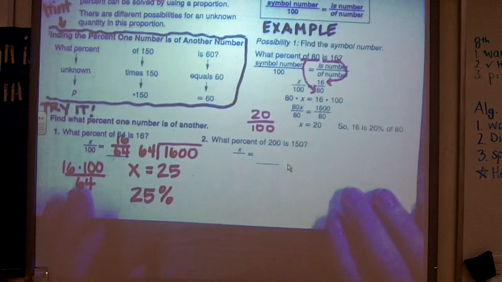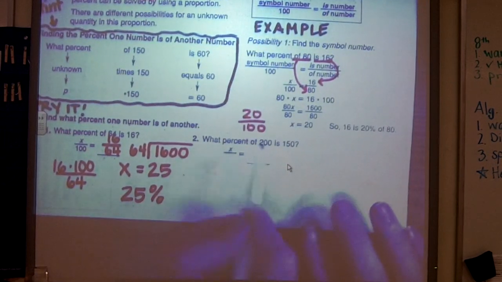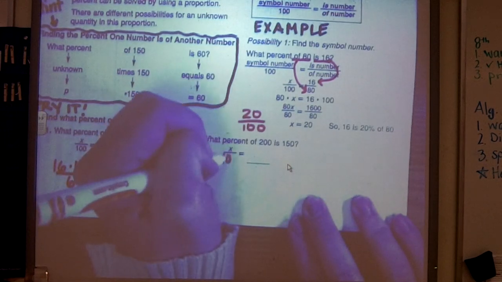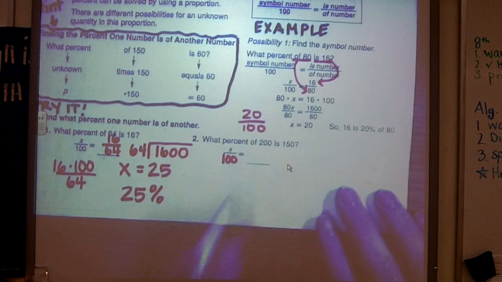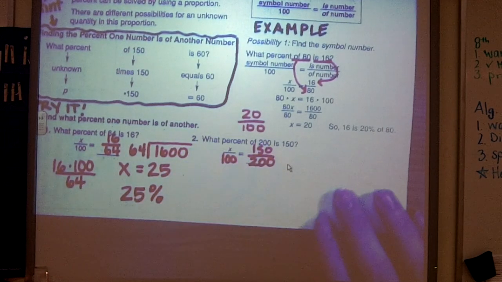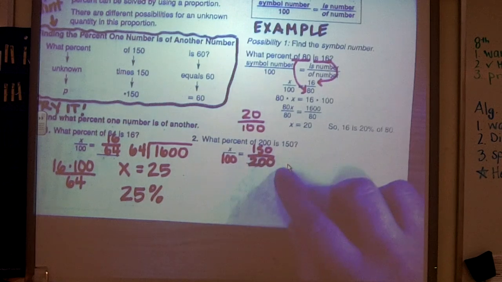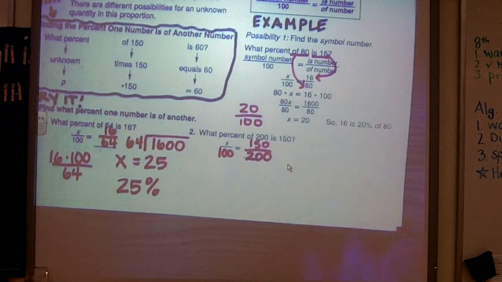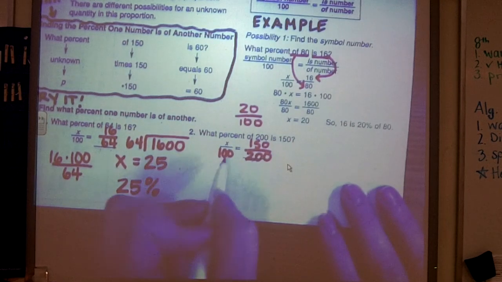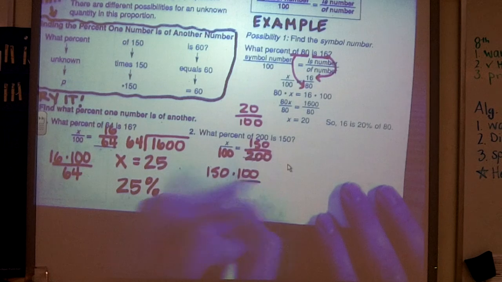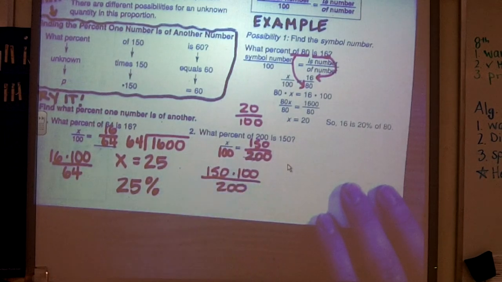Okay, let's look at number 2. Number 2 says, what percent of 200 is 150? So I have x over 100 is equal to 150 over 200. That's the total amount, 200, and 150 is the part of the whole that we're looking for. So to solve, we're going to cross multiply 150 times 100 and divide that by 200.